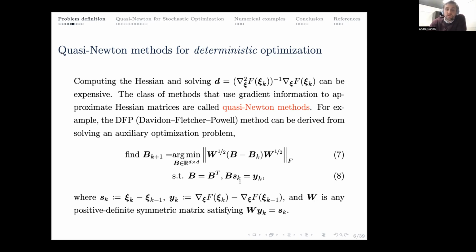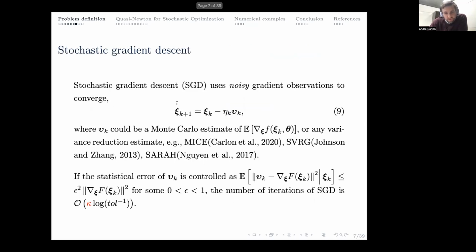Curvature pair here I call S and Y, which are S being the difference between the last iterates and Y being the difference of the gradients evaluated. So if we iterate here, if we go long enough, B should converge to the true Hessian of the problem. Now, this is all nice, but how does this work on stochastic optimization? Well, it doesn't work, actually, because we will have noise on these gradient observations, and this algorithm cannot deal with it. So what do we do?